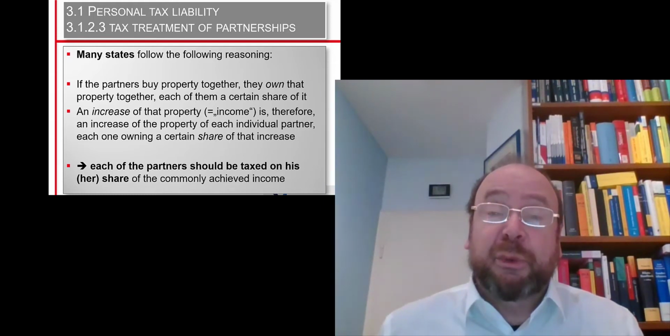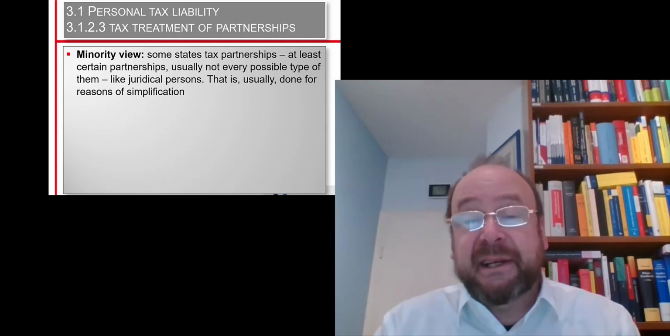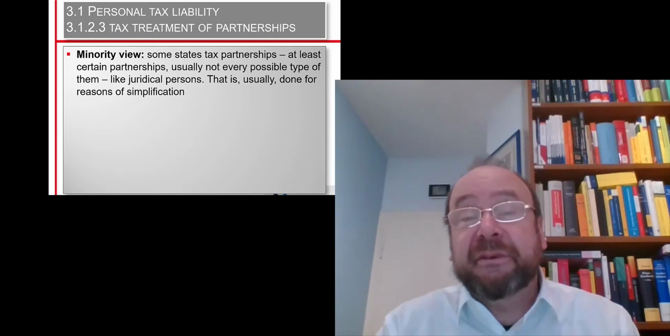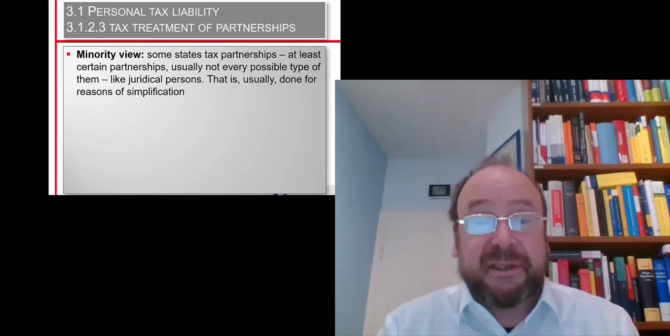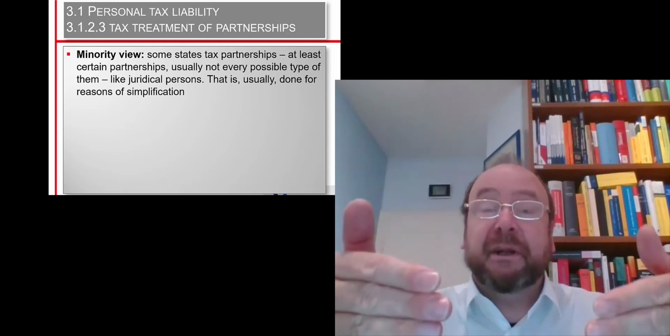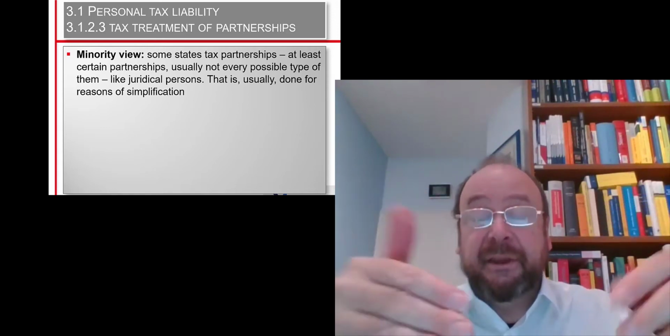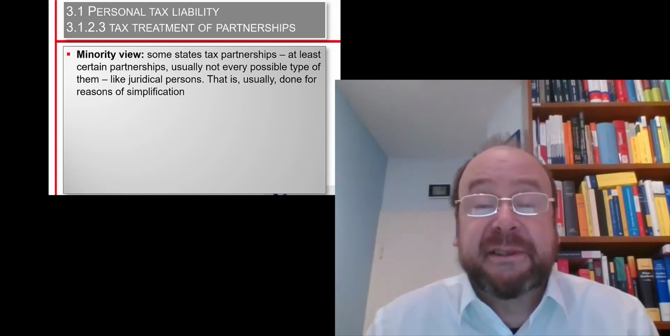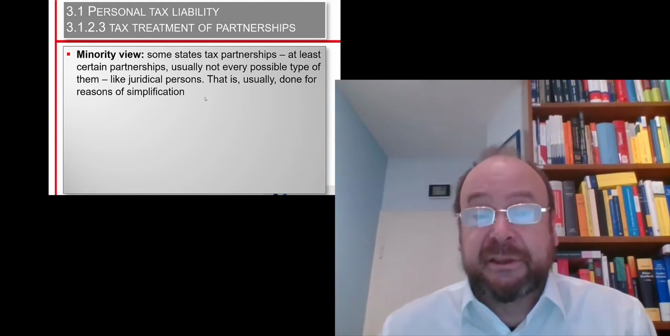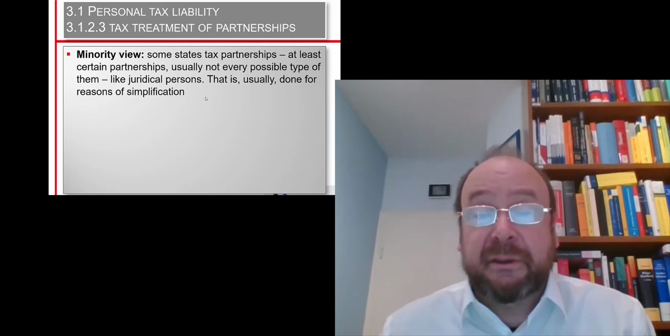Whereas the minority view, those states who treat partnerships like corporations, they would treat a partnership as a non-transparent entity. So where you see the partnership and don't look through to the level of the partners, but would say the partnership is different from the partners, and we do as if it were a corporation. So we tax it with corporation tax. Both things exist in the world naturally.